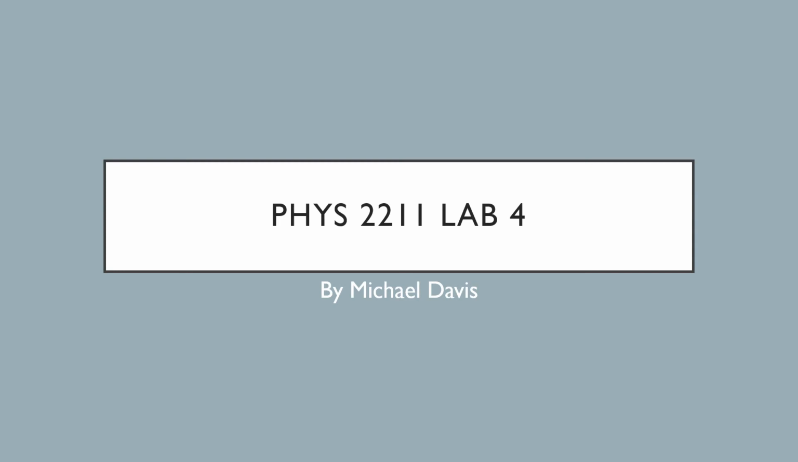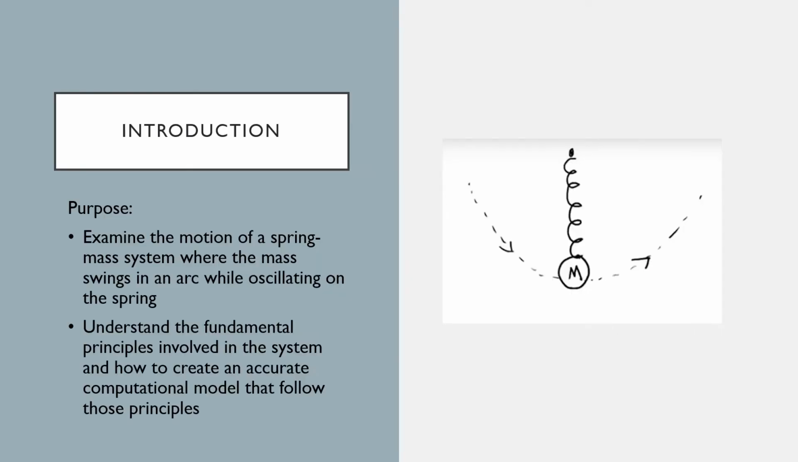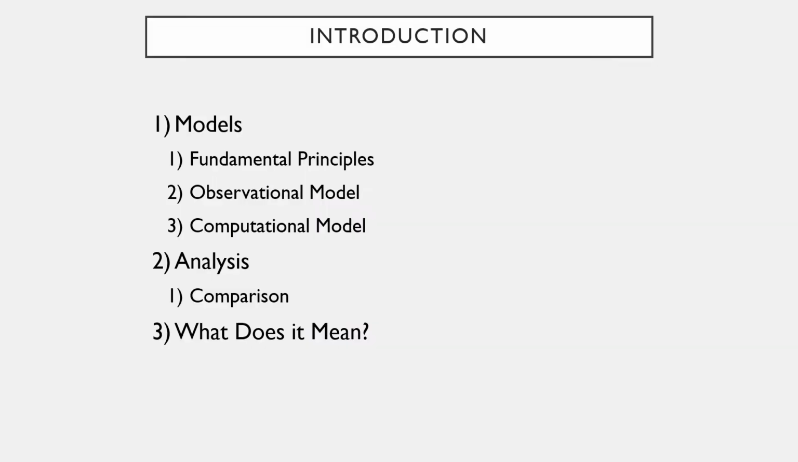Welcome to Lab 4 for Physics 2211. In this lab, we will examine the motion of a spring mass system in which the mass swings in an arc while oscillating on the spring. We want to understand the fundamental principles involved in the system and how we can use them to create an accurate computational model that follows those principles.